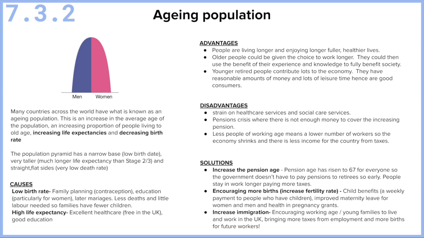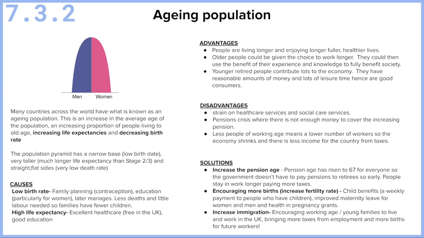So the younger retired people contribute a lot to the economy. They have a reasonable amount of money, either that they've saved up or from pensions, which can be used for their leisure time, which means they're putting money back into the economy. And it's something which is called the grey pound. They're contributing money to the economy through their leisure and through their daily activities.